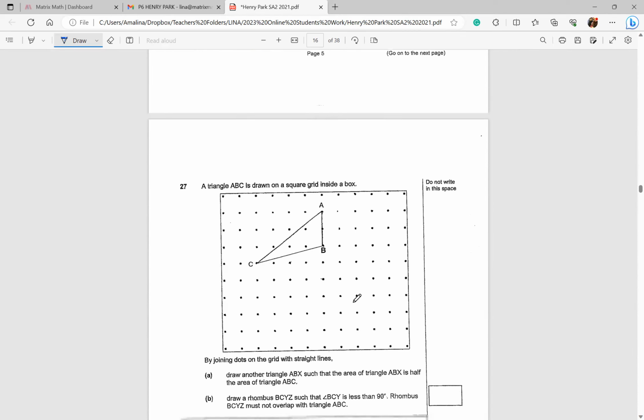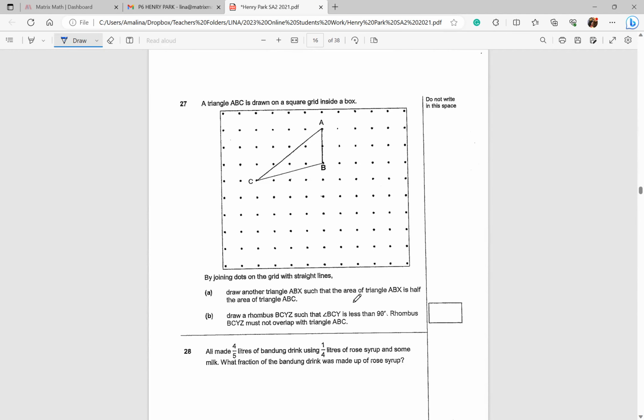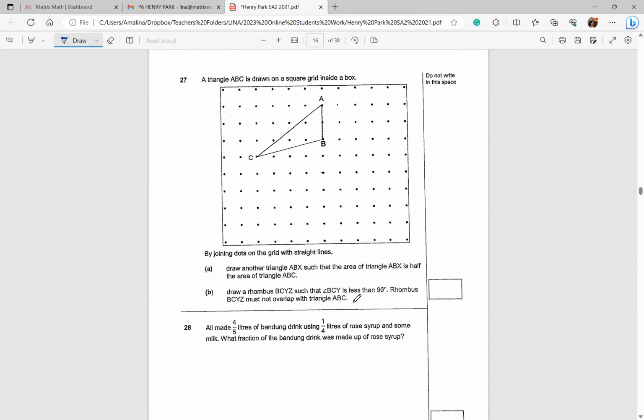Let's move on. Okay, question 27 is an interesting question. A triangle ABC is drawn on a square grid inside a box. So they give you the triangle ABC. By joining dots on the grids with straight lines, Part A, draw another triangle ABX such that the area of triangle ABX is half the area of your triangle ABC.